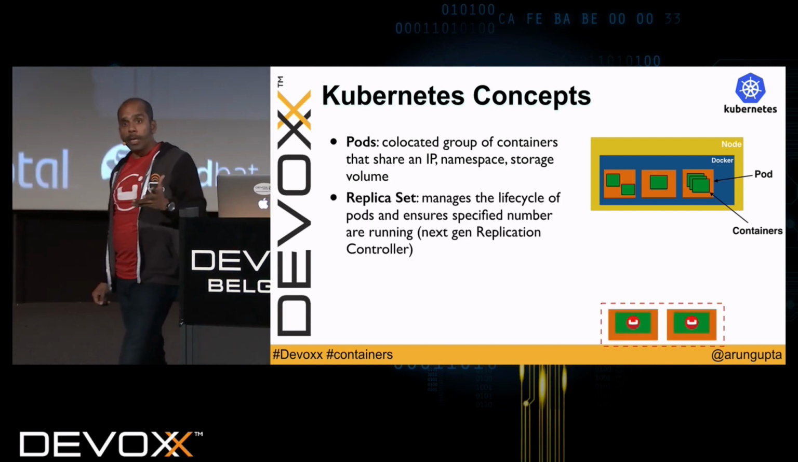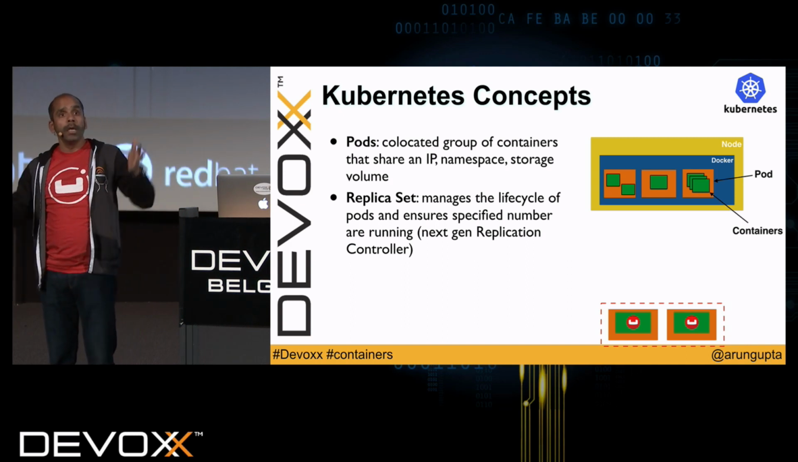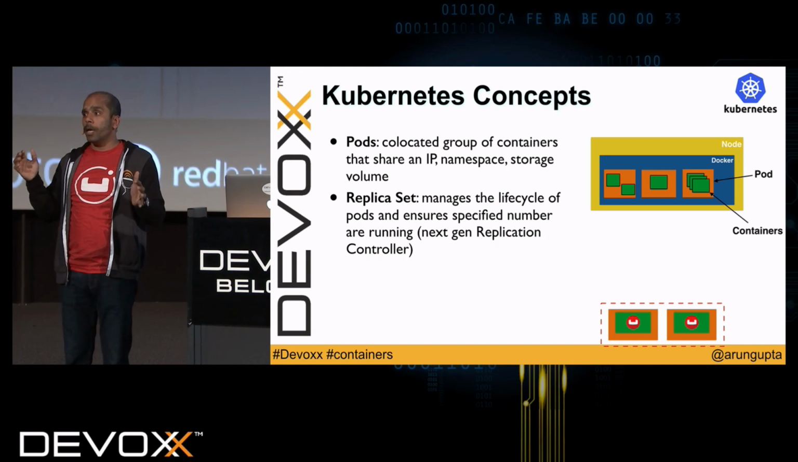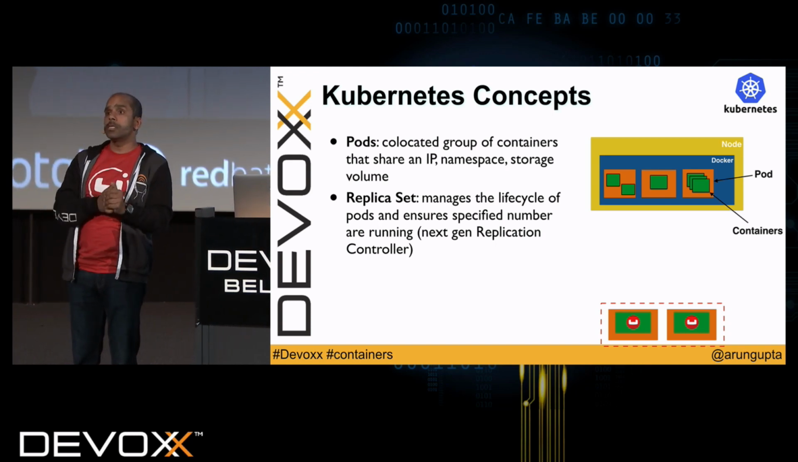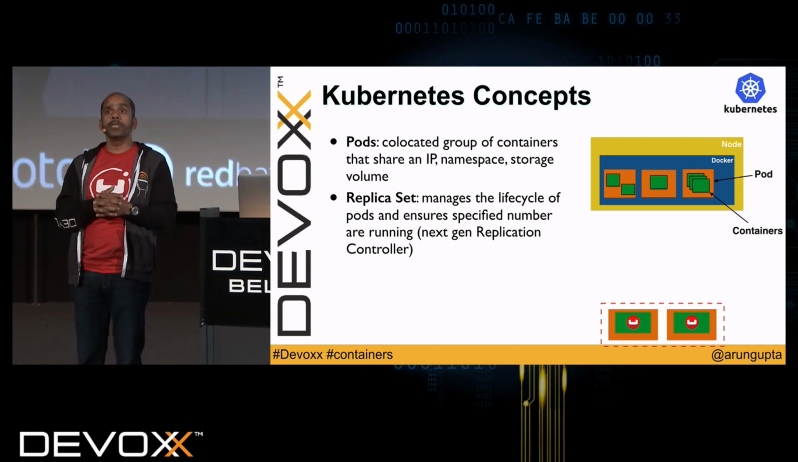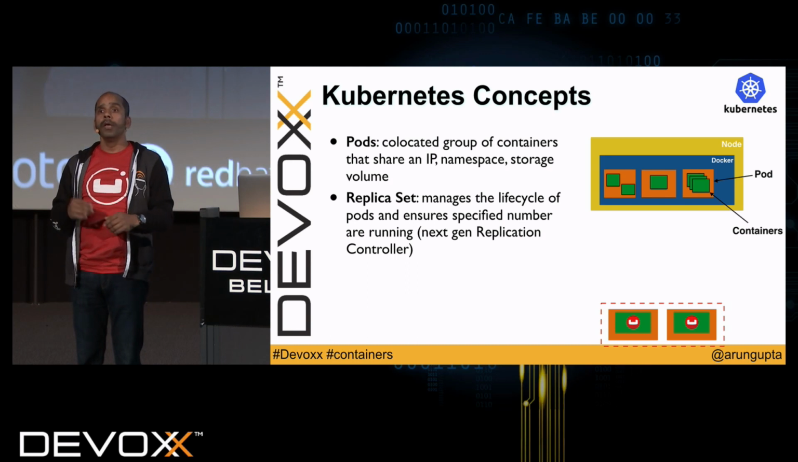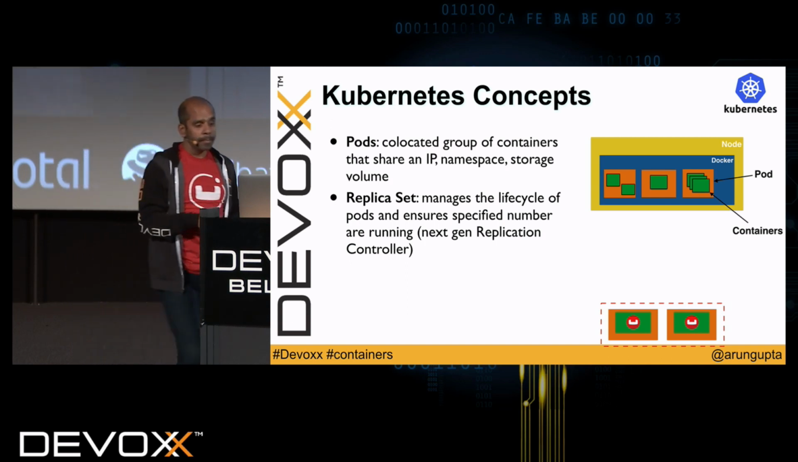Then there is a concept of a replica set. It's basically like a cookie cutter recipe. A replica set says you want to run 4 instances of this pod, and I will make sure 4 instances of the pod are running. If a 5th instance of the pod comes up, I'll kill one of them. If 3 are running, for instance, if 1 dies, I'll make sure 4 are running at any given point of time.